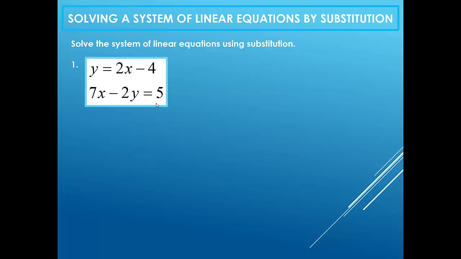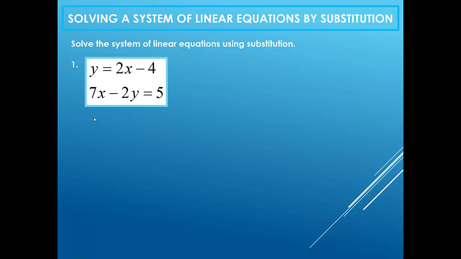In order to solve these using substitution, I'm going to take part of one of my equations and substitute it into the other equation in order to help me solve. What I mean by that is if we look at our first equation, we have y equals 2x minus 4. I can take this 2x minus 4, and since I know that it's equal to y, I can substitute it in for y in the second equation.